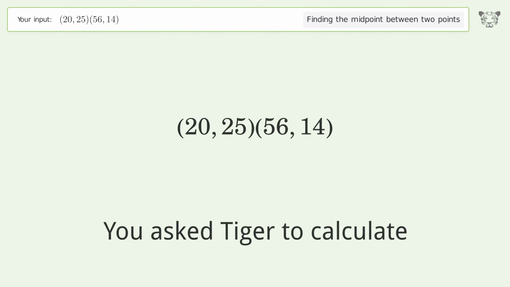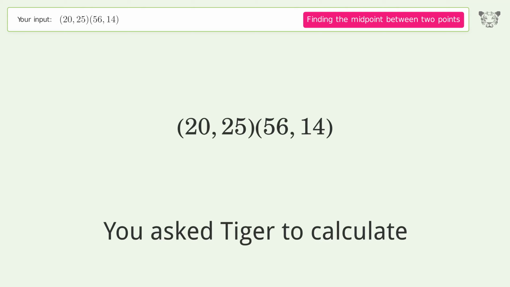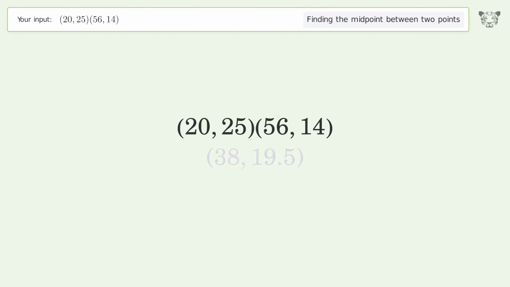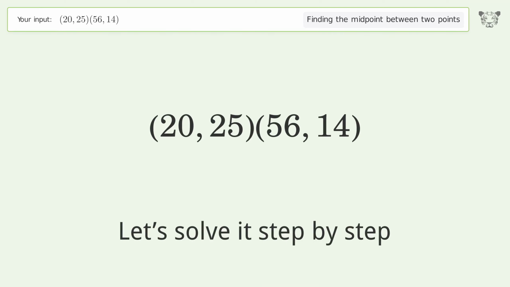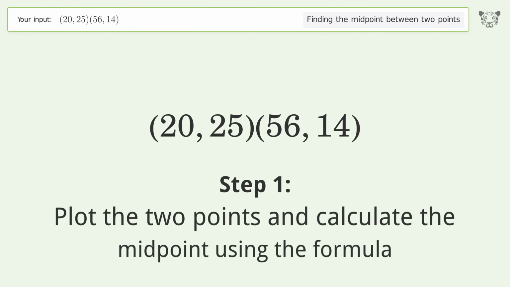You ask Tiger to calculate. This deals with finding the midpoint between 2 points. The midpoint between the 2 points is 38, 19.5. Let's solve it step by step. Plot the 2 points and calculate the midpoint using the formula.